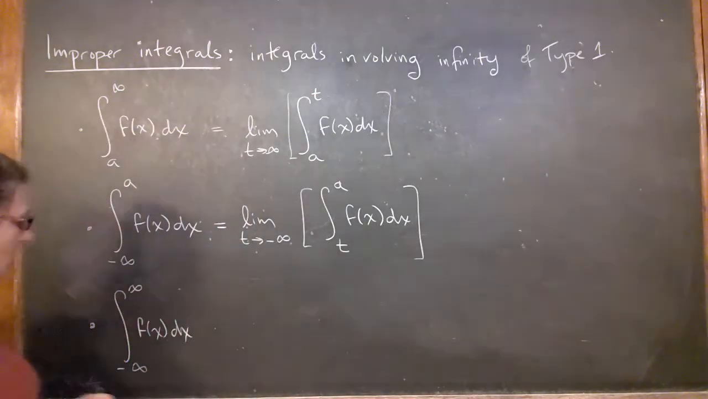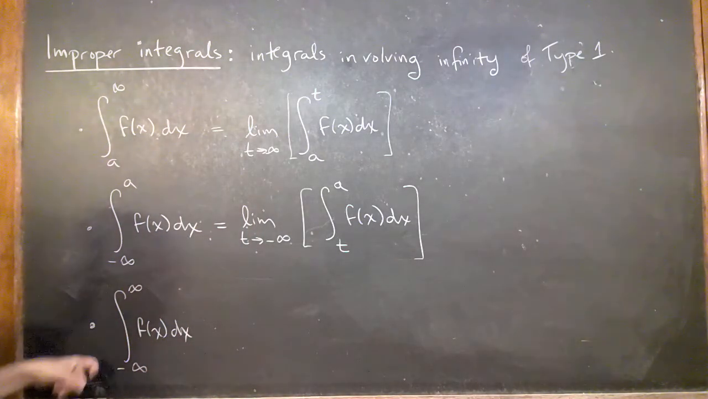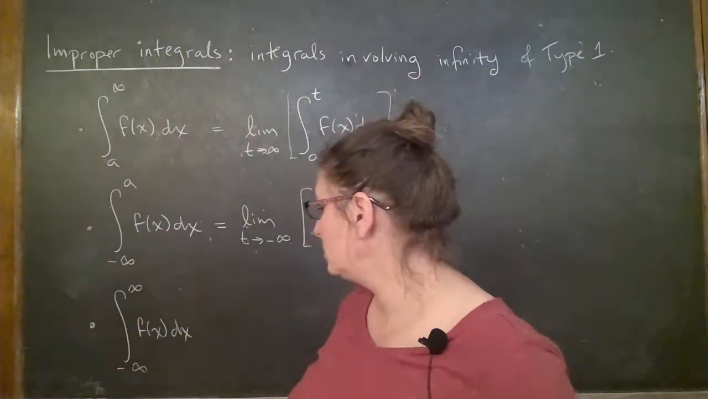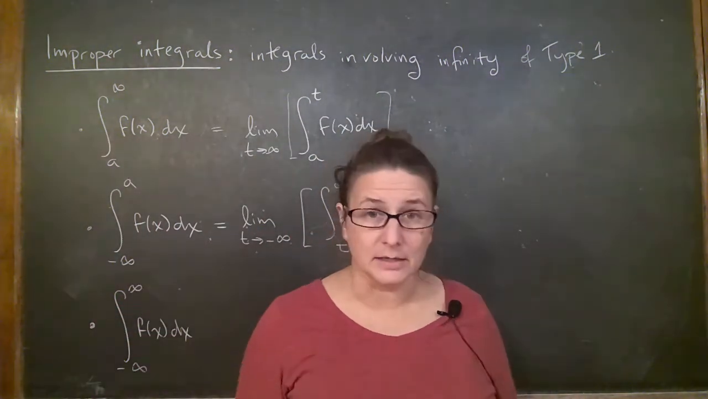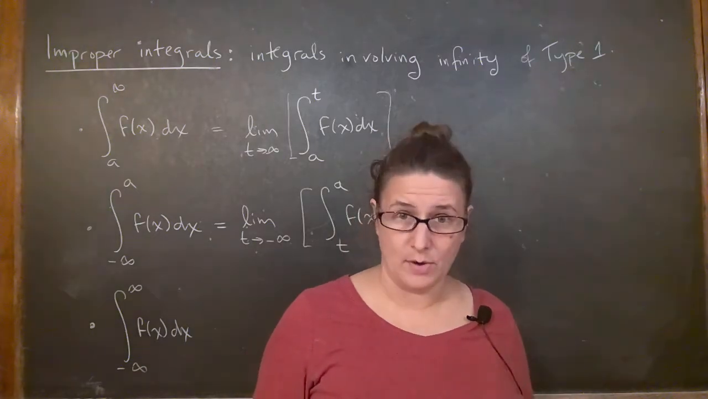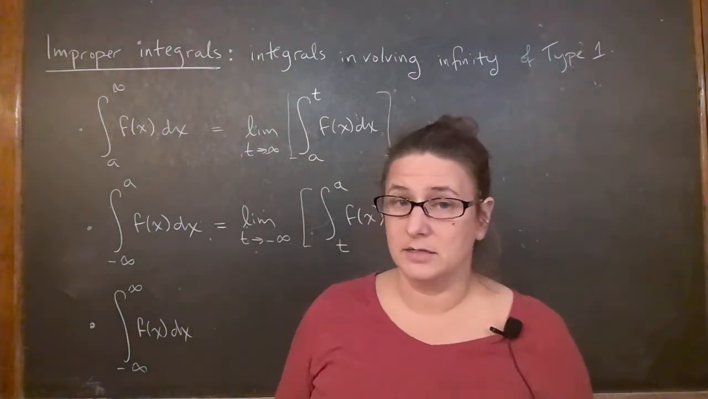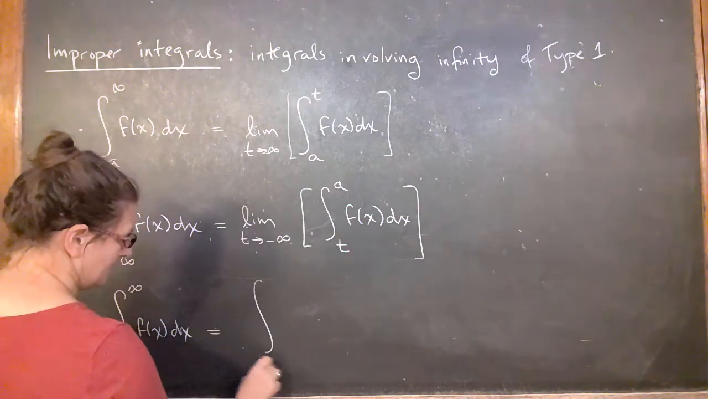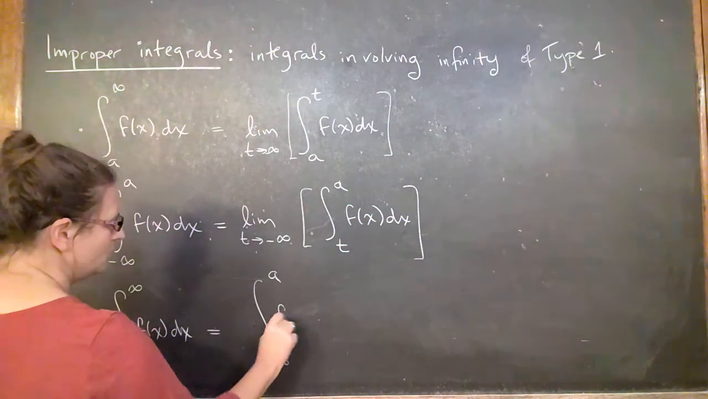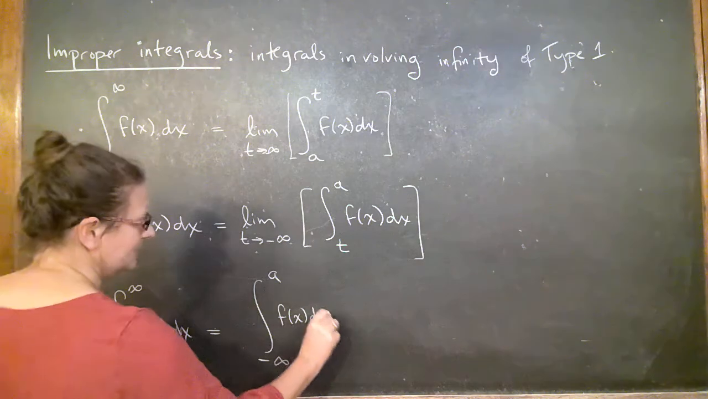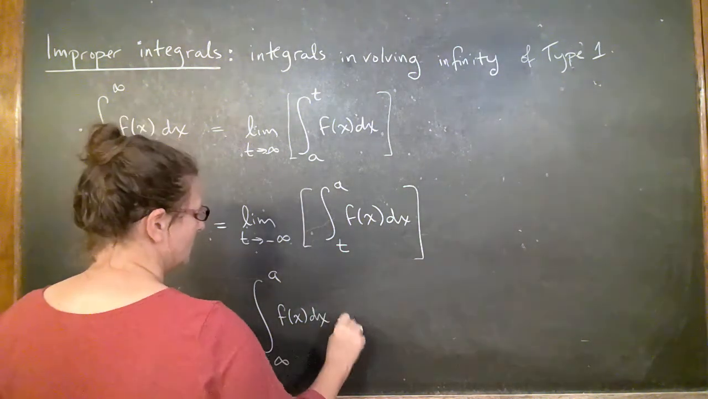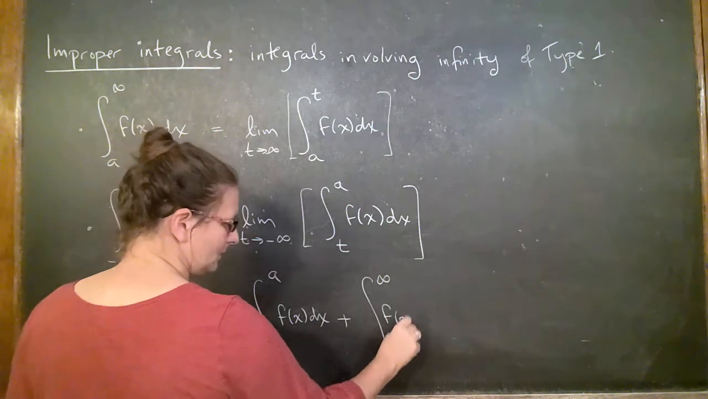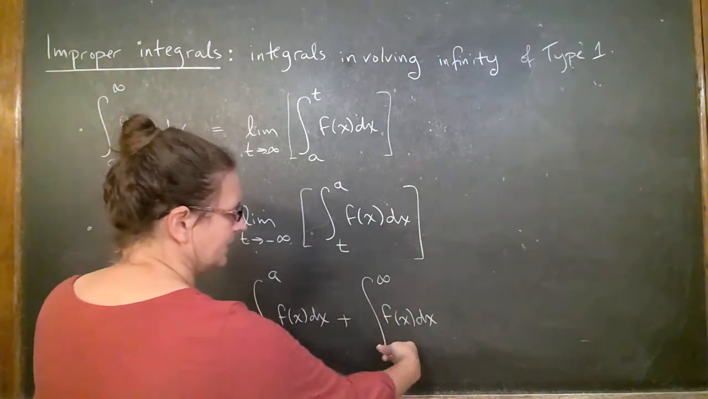Now, this last one, you've got negative infinity and positive infinity. This is a tricky case, because you might think that you could do it from minus t to t, but it doesn't work that way, and I'll tell you why in a minute. You have to break it up. You can break it up wherever you want. Commonly, people break it up at 0, but you can break it up at any a. And then you have to do these two separately.